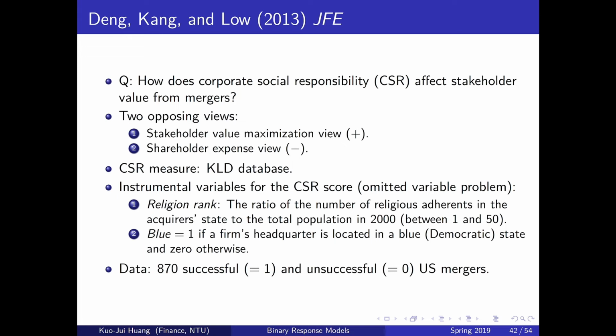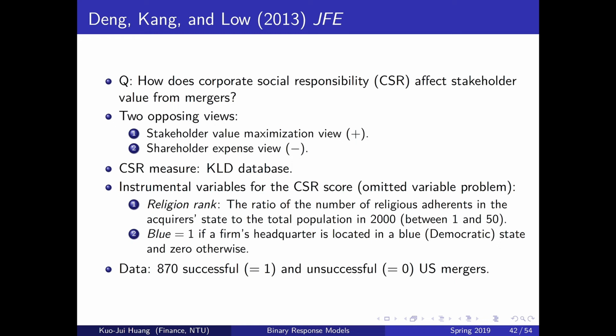And the authors collect the CSR score from the KLD database. They also use two instrumental variables for the CSR score to deal with the omitted variable problem. The first instrumental variable is called the religion rank, which is the ratio of the number of religious adherents in the acquirer's state to the total population in 2000. This value is between 1 and 50.